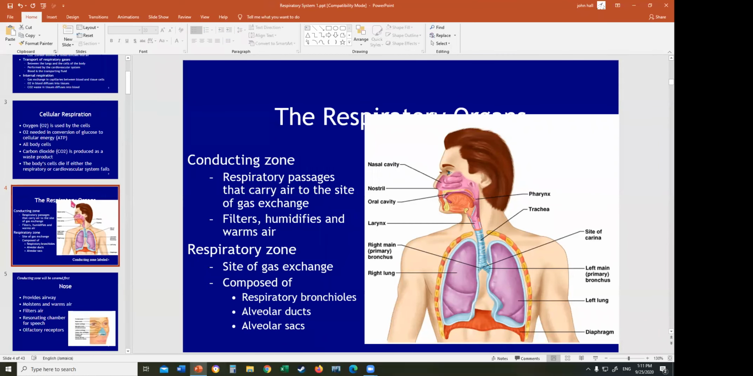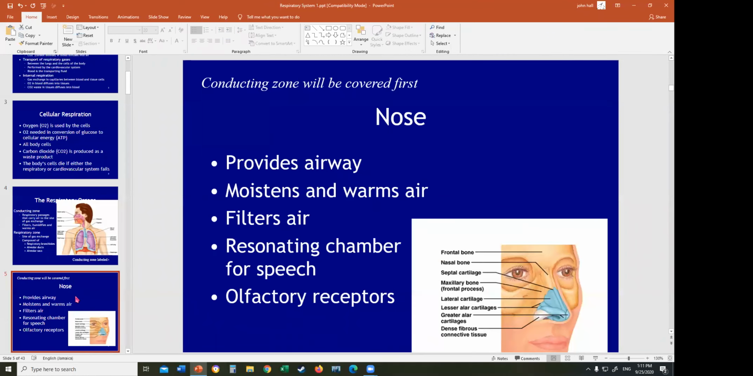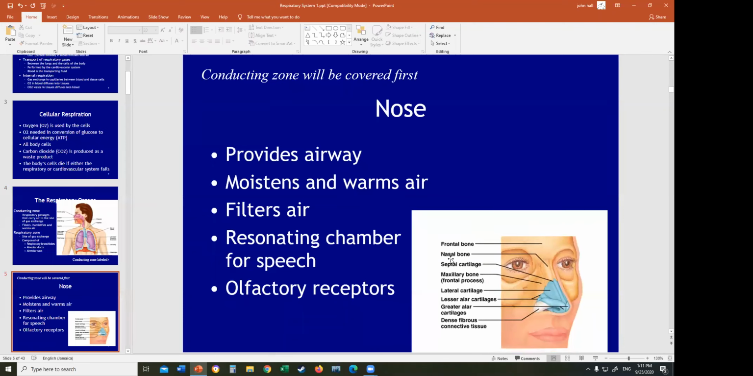Now, the first part of the conducting zone is going to be the nose, along with the nasal cavity. So the nose is the opening to the nasal cavity. It allows air in.